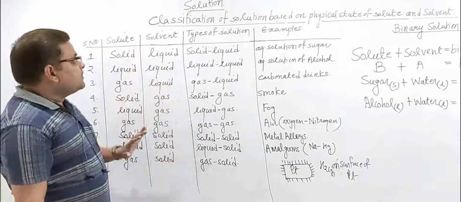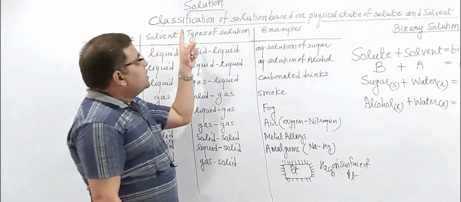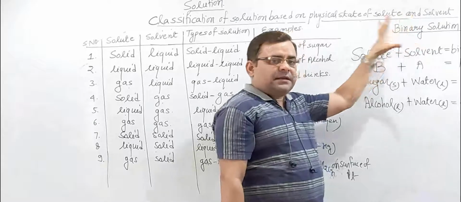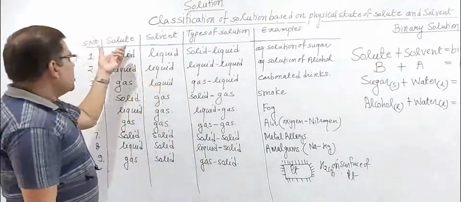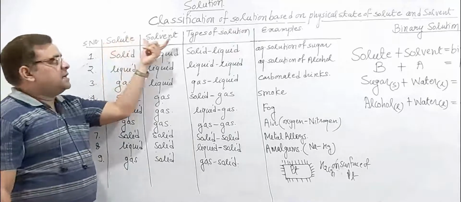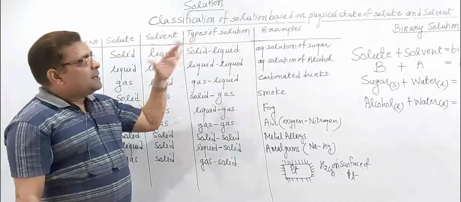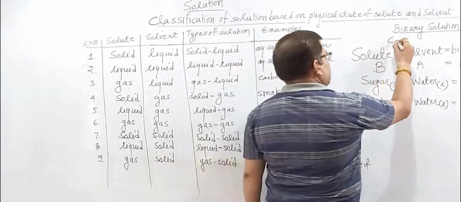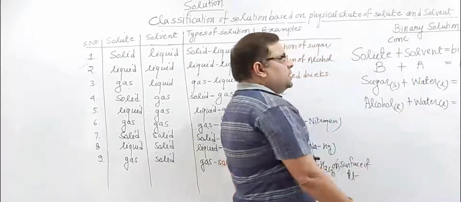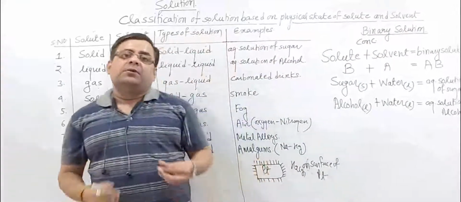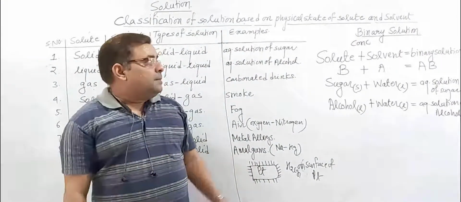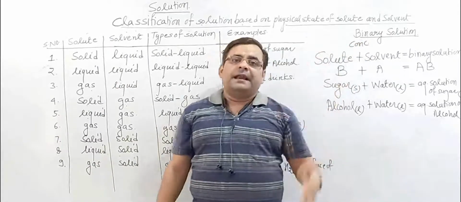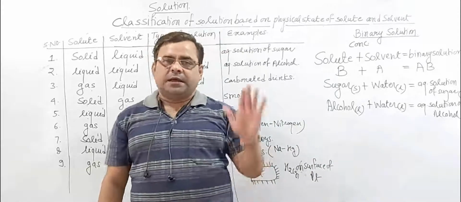These solutions are classified on the basis of the physical state of solute and the physical state of solvent. These are the binary solutions. And similarly, a binary solution can also be classified on the basis of concentration. So in our next lecture, I will explain the classification of solutions based on concentration. Okay, thank you.